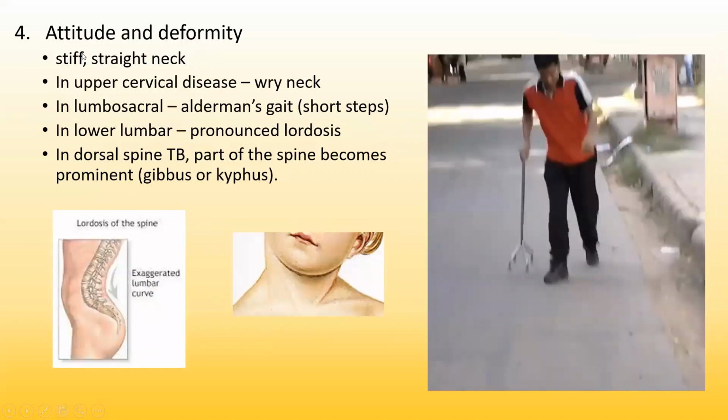The next one is attitude and deformity. Stiff, straight neck in TB of the cervical spine. In upper cervical disease, there is wry neck. This posture of the neck is known as wry neck. In lumbosacral, Alderman's gait, which is the short steps that we talked about in the previous slide. This is the Alderman gait in the video.